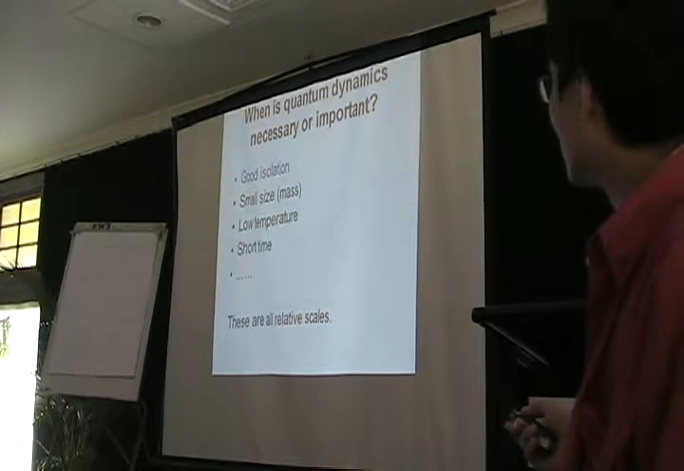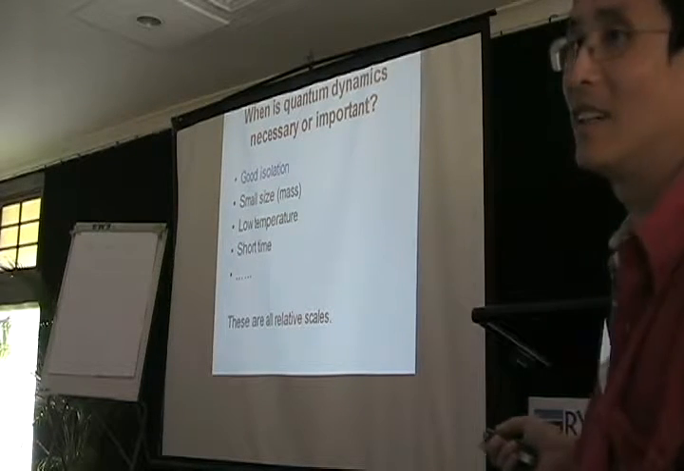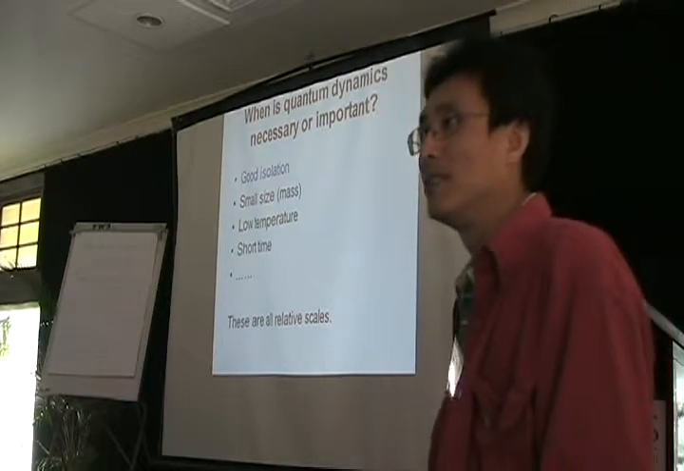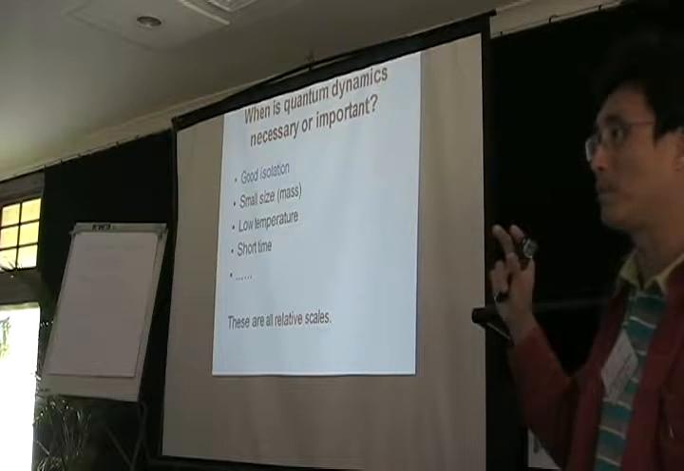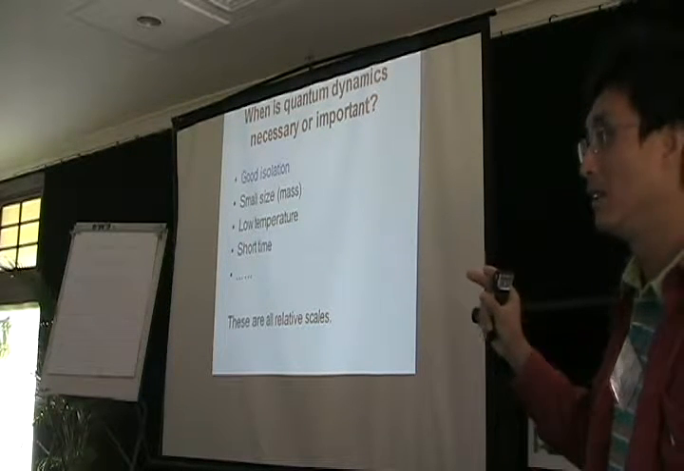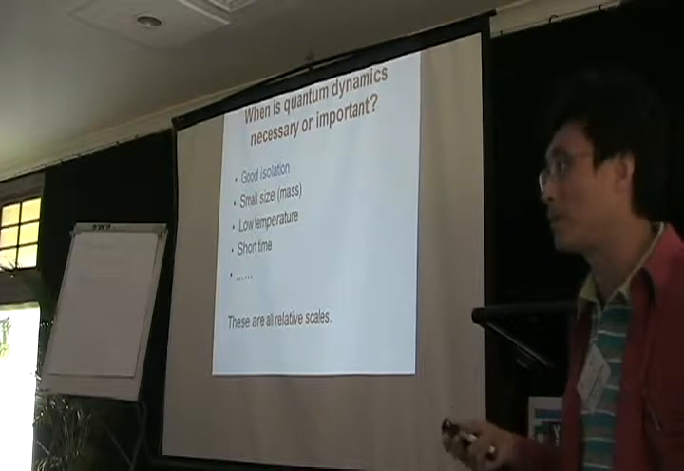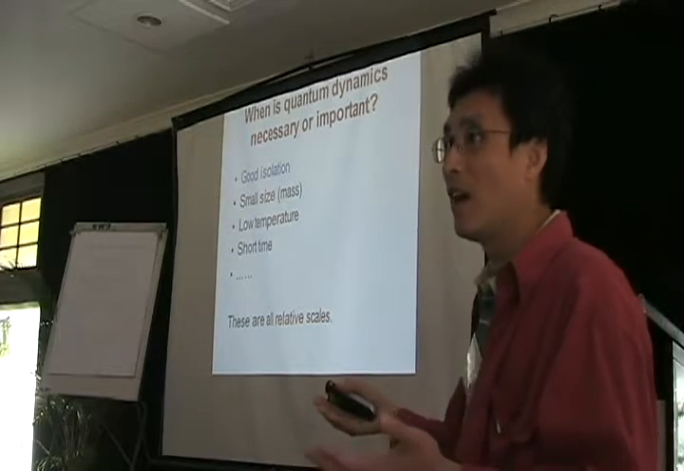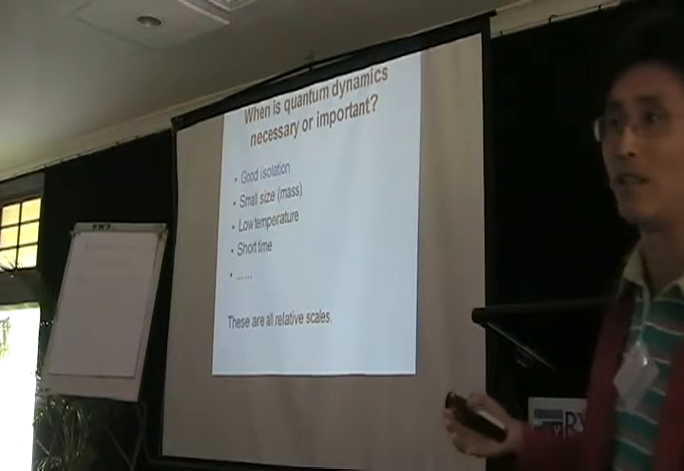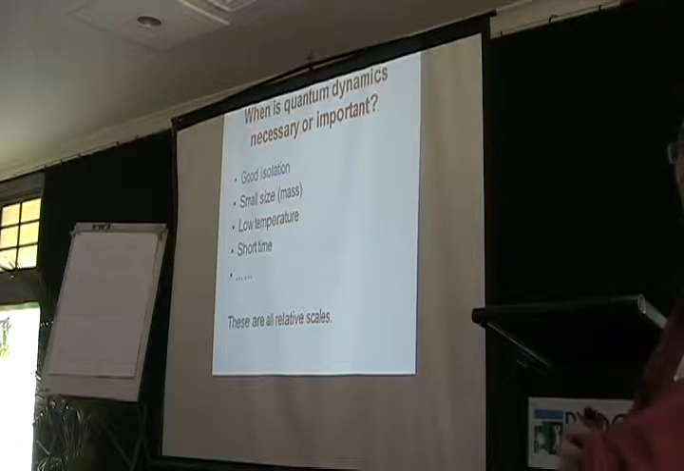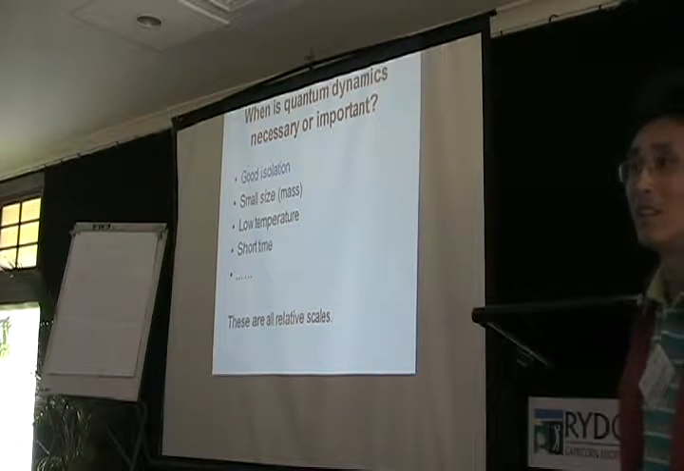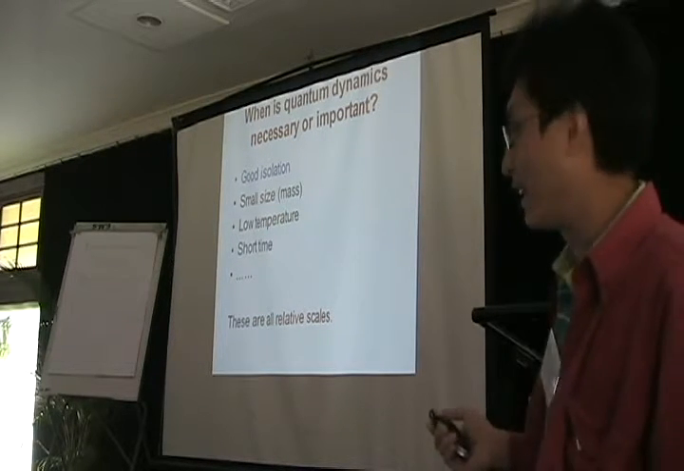For example, this good isolation, small mass, low temperature, short time, all has something to do with the decoherence time. The decoherence time is the time scale when the quantum superposition property disappears. When this superposition property disappears, you no longer have the quantum mechanical property of your system. So after that time scale, you can perhaps forget about quantum mechanics. All these are relative time scales.